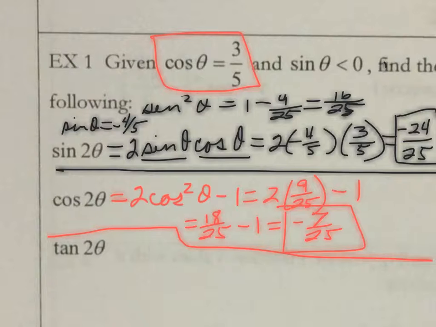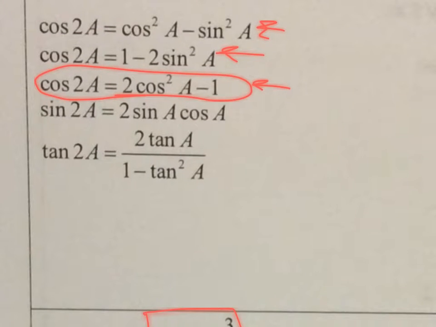Okay, let's see if we can figure out tangent of 2 theta. So to do that, we're going to need the double angle identity for tangent. That double angle identity was 2 tangent A over 1 minus tangent squared A.